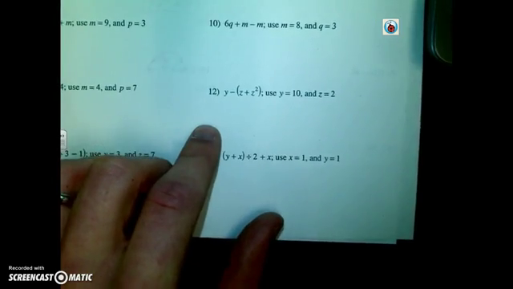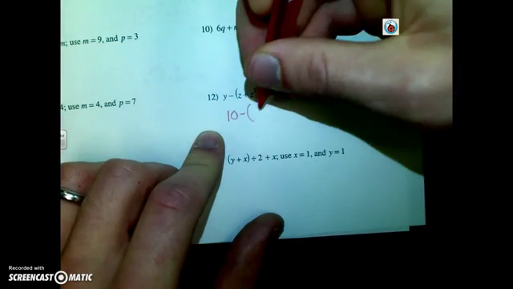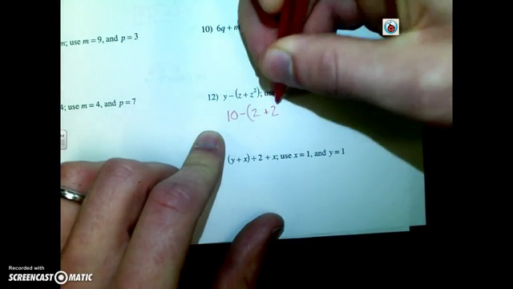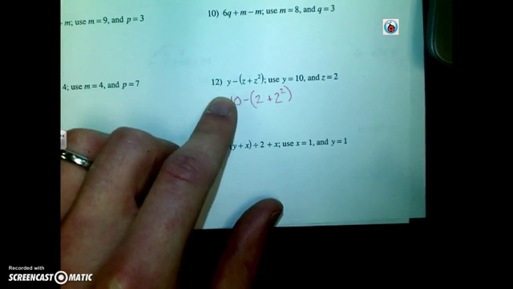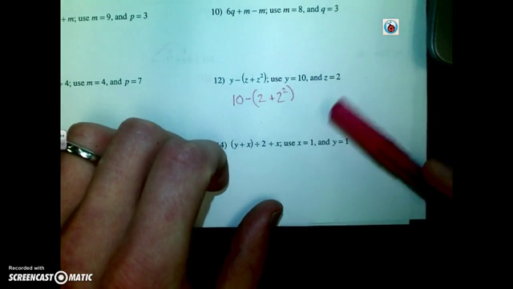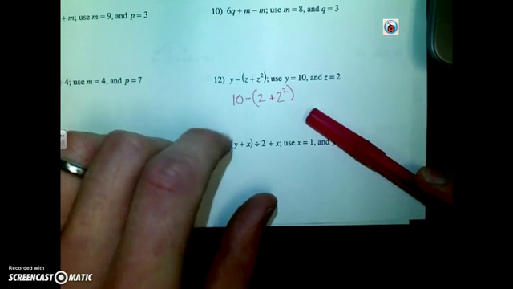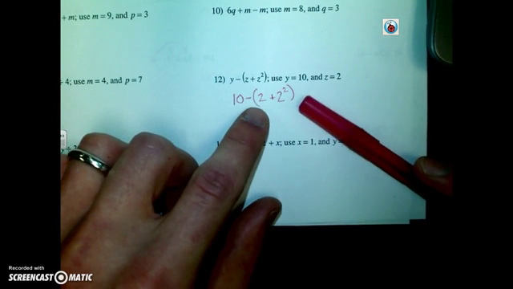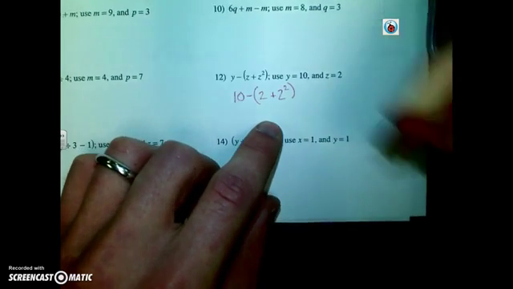So I'm just going to rewrite my number sentence here. So what I did is I went in and I replaced a y with a 10. I replaced both of these z's with a 2, like it told me to. Now, you do want to make sure you still follow order of operations here. So what I'm going to need to do first is take care of parentheses. And inside my parentheses, I see an exponent, so 2 squared.